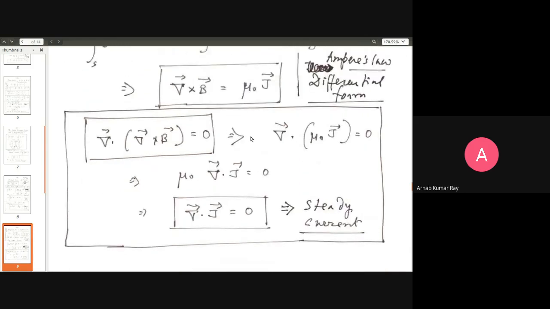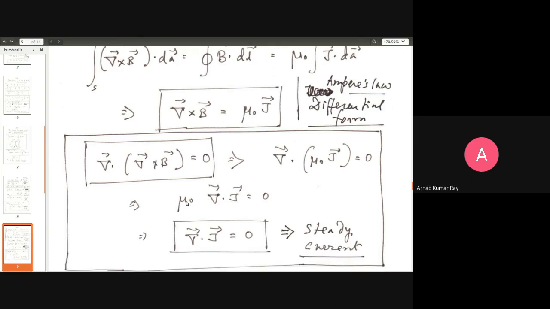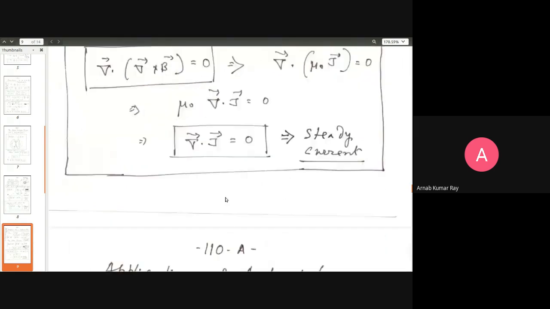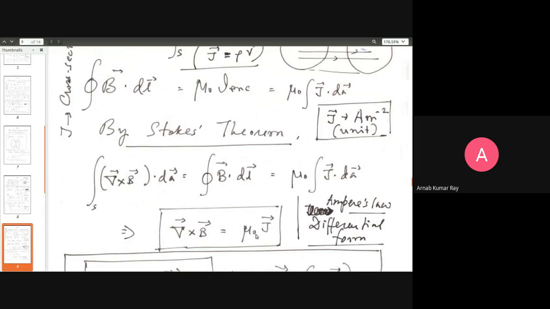You can now apply some of your extra mathematical knowledge. You know that the divergence of the curl of a vector field is always zero. Therefore, if you take the divergence of this full expression, the divergence of the left-hand side will be equal to zero, and so the divergence of mu naught J will also be equal to zero. The constant mu naught comes out, and so divergence of J is equal to zero, which is what happens in the case of a steady current. So basically we have curl of B is equal to mu naught J.